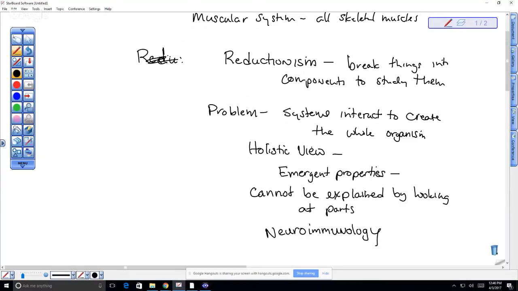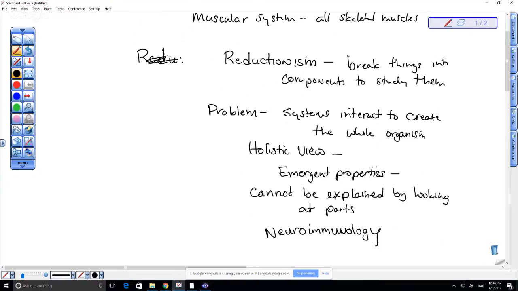So neuro would be nervous system. This is looking at how the nervous system influences the immune system. So this is more of a systems, holistic view, right? And you're going to see more of this in the medical community. Maybe you could go to the university and take a class on neuroimmunology and understanding how those two systems work, rather than always breaking things down to their smallest components to understand how they work.